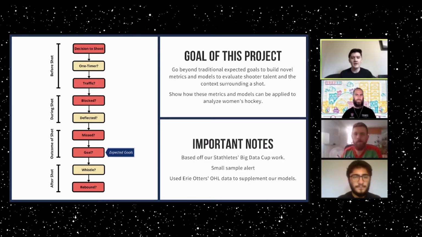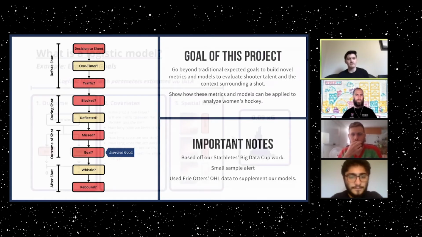And this work was largely based off of our Stathletes Big Data Cup work, where we built out a Markov decision process to simulate realistic offensive zone play sequences. Here we're basically just taking the shot component of that model, adapting it and applying it to women's hockey with the NWHL and international women's hockey data from Stathletes. We do run into an issue with a small sample size and getting our models to stabilize. So to mitigate this, we supplemented the data with the Erie Otters Stathletes data as well, which we'll touch on a bit more in a moment.